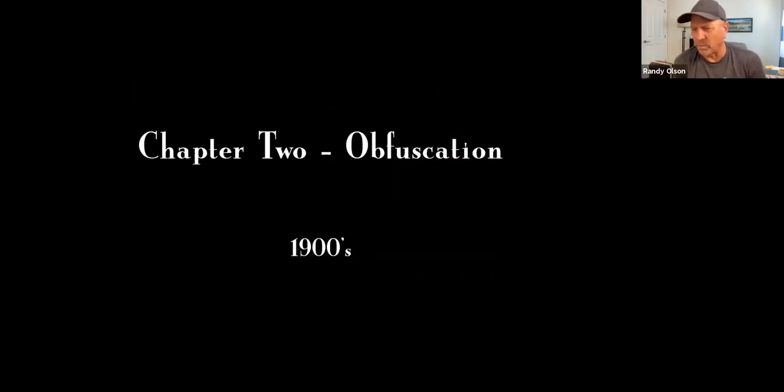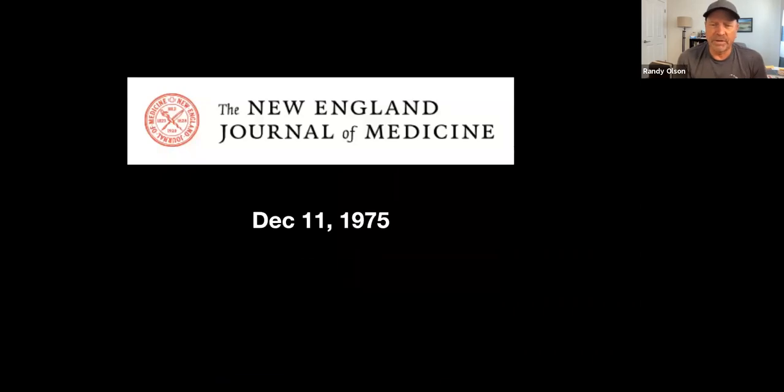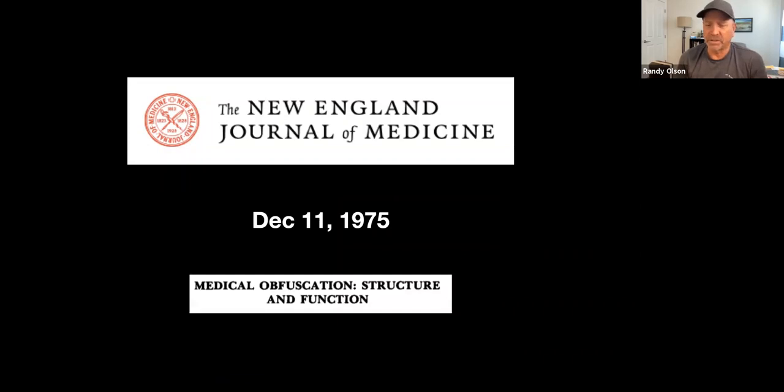So that was chapter 1, where the thinking was clear. Chapter 2, sadly, is obfuscation, the 1900s. In 1975, there was this short paper published in the New England Journal of Medicine titled Medical Obfuscation: Structure and Function. What the author did was take one issue of the journal, pick out 3 papers, read through them, and put together a top 10 list of the recurring characteristics of the style of writing that led to this problem of obfuscation. That word just means taking something that is not that complicated, but explaining it in a manner that is so complicated that you just can't make any sense out of it.